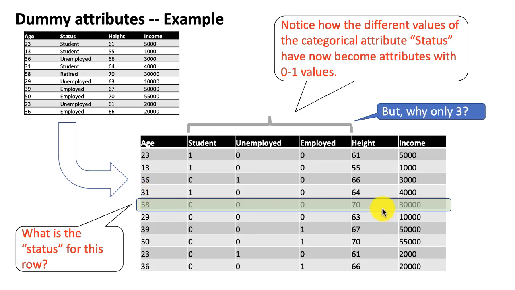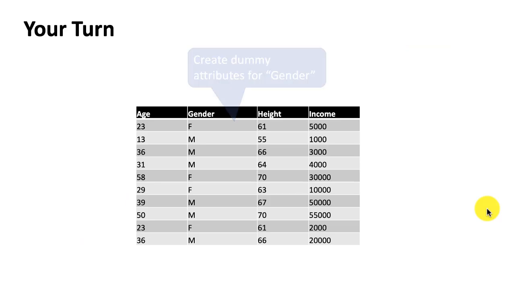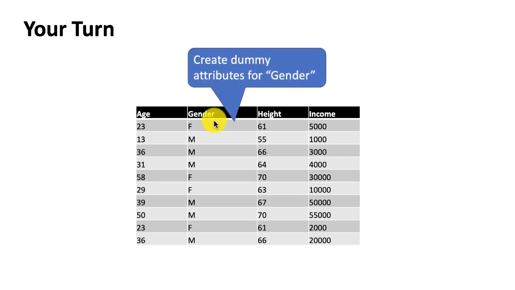Okay, so the status for this row, as we've already discussed, is retired, because all these three are 0. Naturally, that has to be 1. Okay, so here is an attribute called gender, and it has the values F and M.